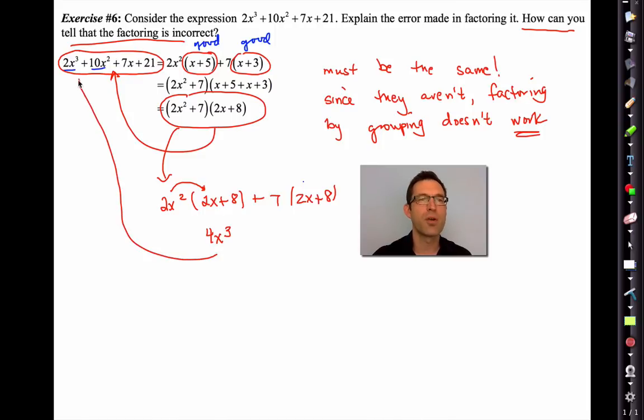My first term up here is 2x cubed. Down here, I'm getting 4x cubed. Those can't be the same. Not to mention, if you did 7 times 8, forget about all the other things. 7 times 8, you'd get 56, but I'm only supposed to be getting 21, right? So you can tell that the factoring is incorrect by even just multiplying the two binomials out just a little. And you'll know that some of those terms in the original expression don't match up. Okay, pause the video now and think carefully about this. I really want you to be able to check your factoring, especially with things like grouping.